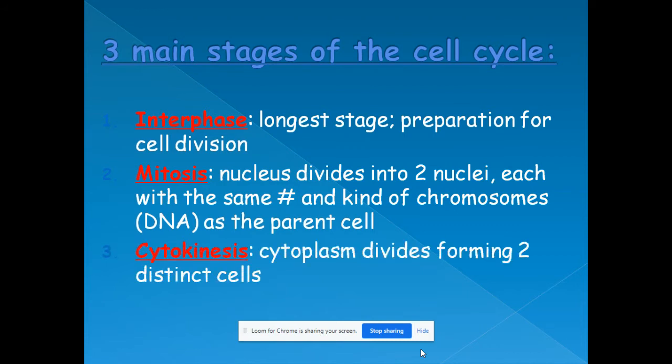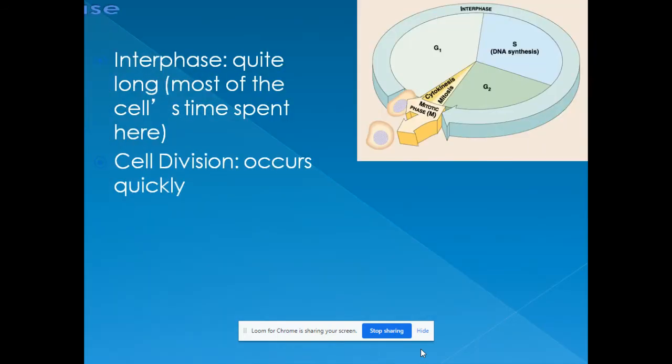And cytokinesis is the third and last stage of the cell cycle. That's when the cytoplasm divides, forming two distinct cells. Basically, you have two nuclei inside the cell, and that's the phase where you are compressing, you can put it this way, the cell cytoplasm. So two new cells. Besides the fact they are identical, they are new cells and they are formed that way.